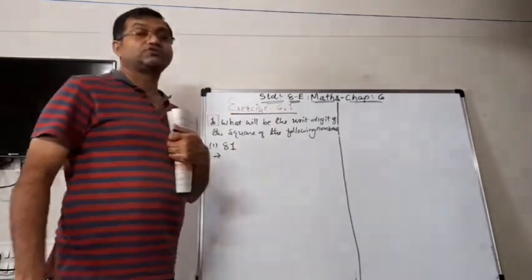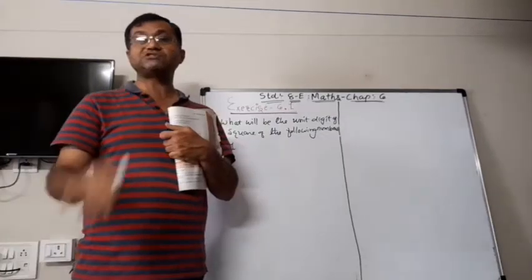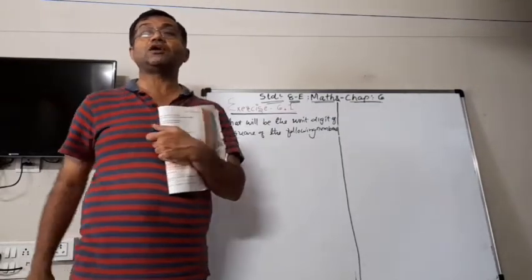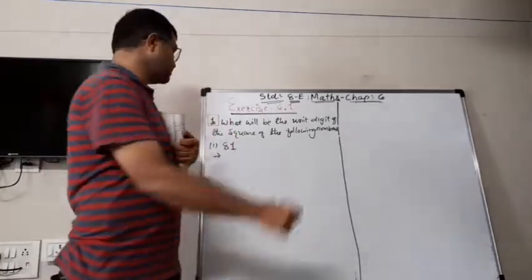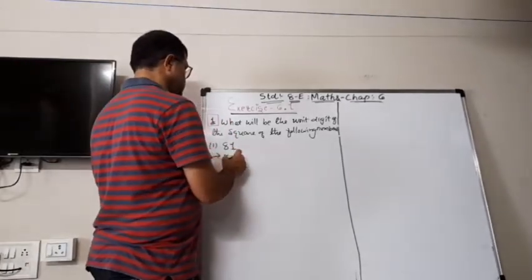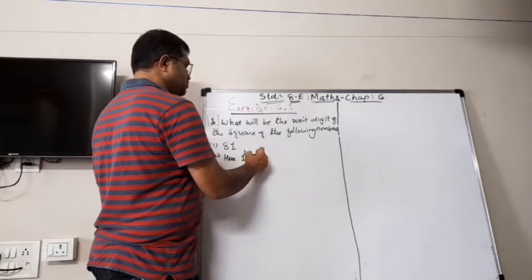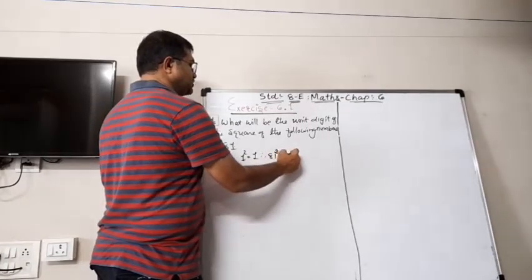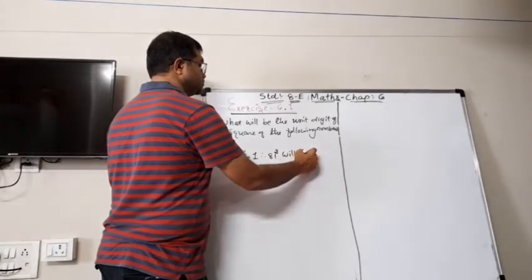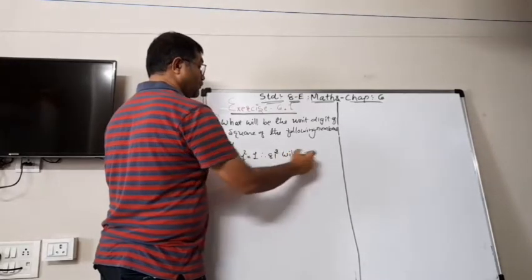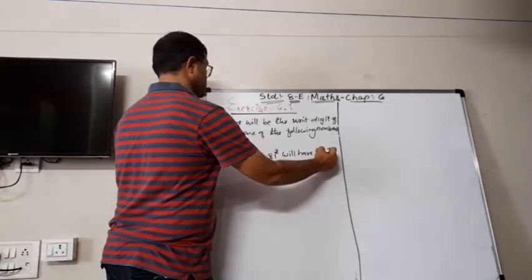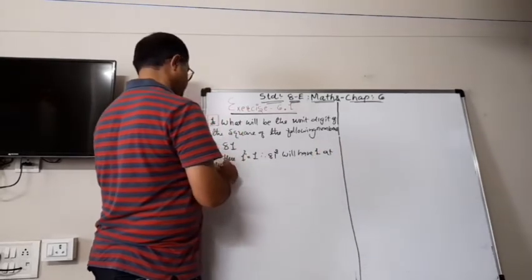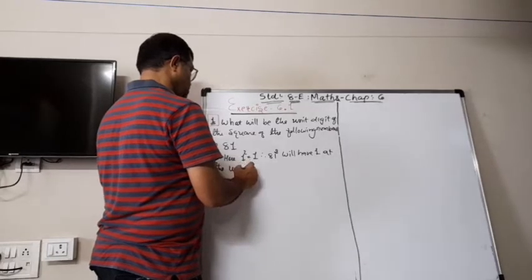Now, to understand that, we have to square the digit which is in the unit place. So here 1 square is equal to 1. Therefore, 81 square will have 1 at the unit digit.